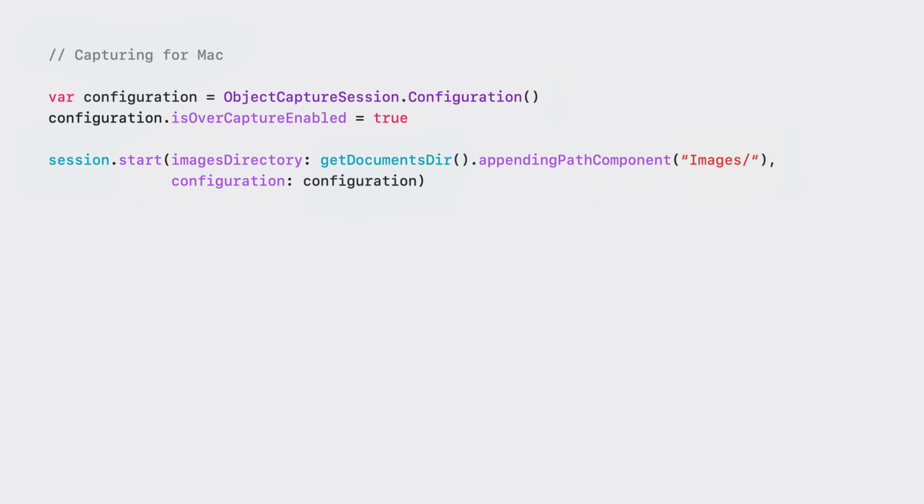Let's see how. By default, the object capture session will stop capturing images when the reconstruction limit for the iOS device is reached. For macOS reconstruction, you can allow the session to take more images than on-device reconstruction can use. To do so, you set Is Over Capture Enabled to True in the session's configurations. These additional shots will not be used for on-device reconstruction, but they're stored in the Images folder.